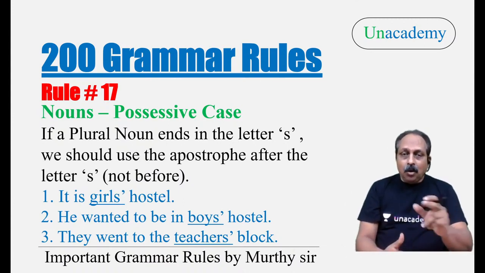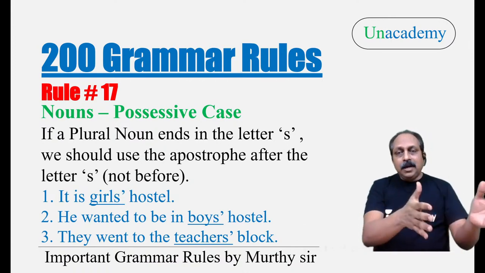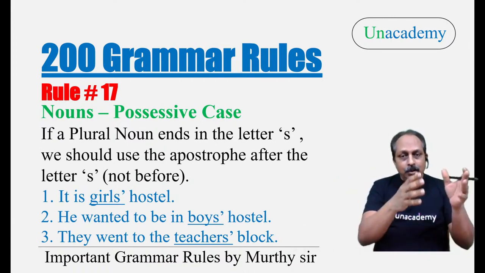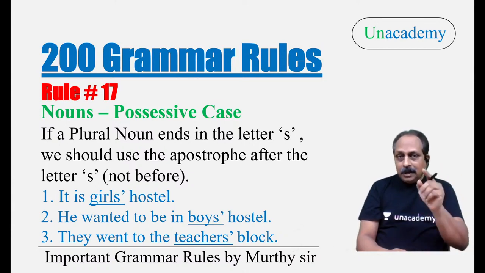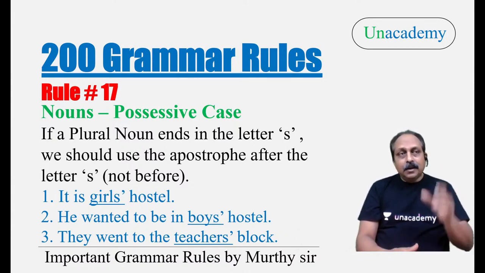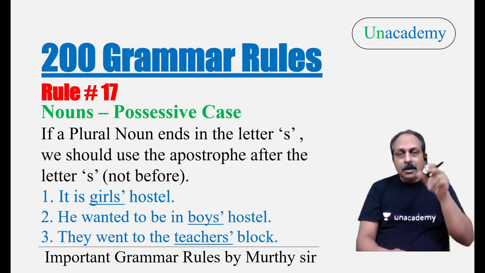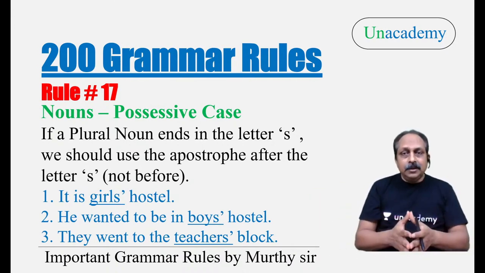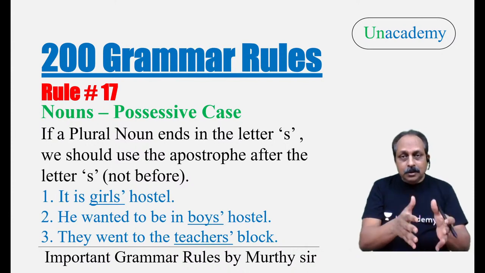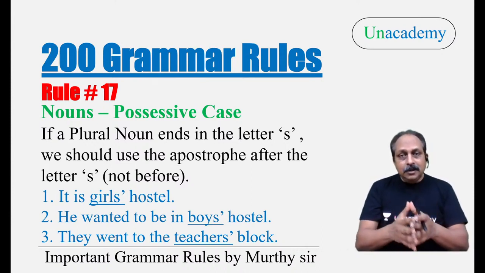It is girls' hostel. Usually, a common error you see outside on banners or boards, they write girl apostrophe S hostel. That is wrong. What is the reason? If you write it that way, girl apostrophe S hostel, it means it belongs to one particular girl. But the hostel belongs to many girls. So, what is the subject here? We are talking about girls. That's a noun. It is in the plural form. It ends in the letter S.